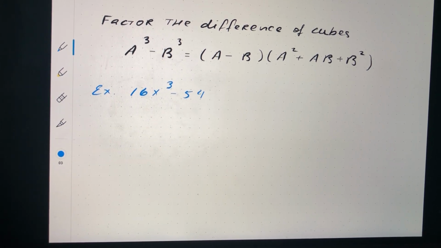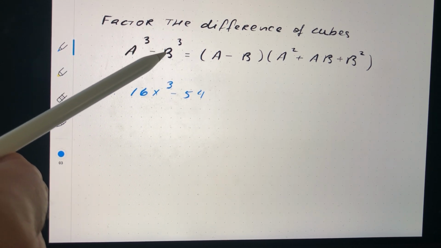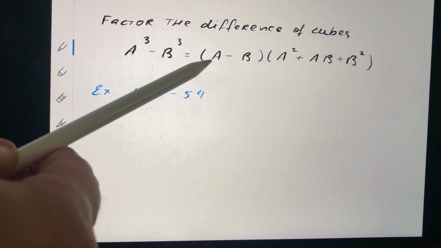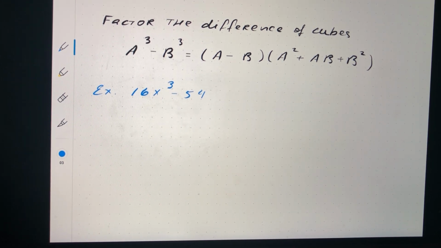Hello, in this video, let's talk about factoring the difference of cubes. If we come across the difference, which means the minus, and the two things are cubed, then they factor according to this formula. So here's the example. Let's try it and see what happens.